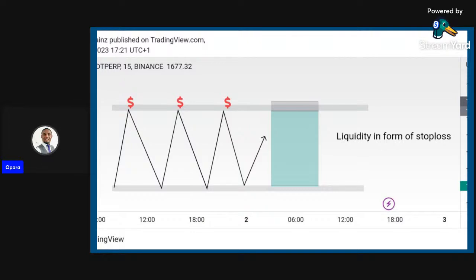You know why there's a liquidity there? Because look at where I'm trying to enter the market. That is where I'm putting my stop loss. So you can see in this particular institutional liquidity in the form of what? Stop loss. So all our stop losses. So everybody that has been buying at the what?